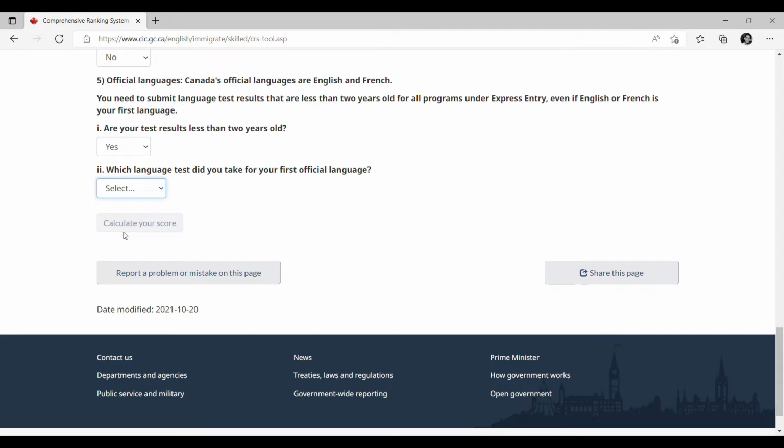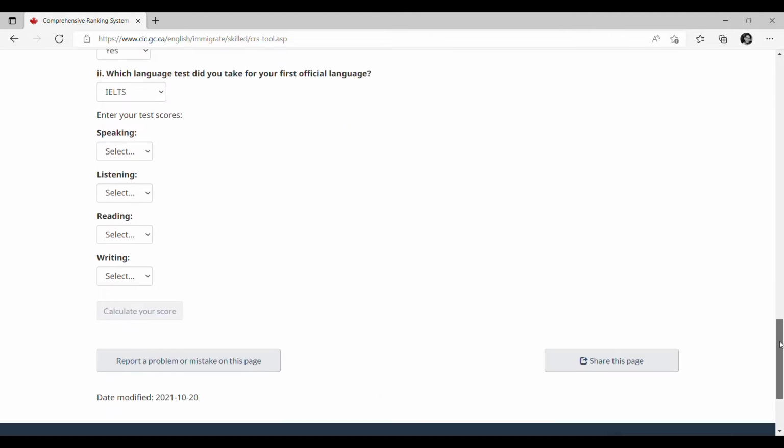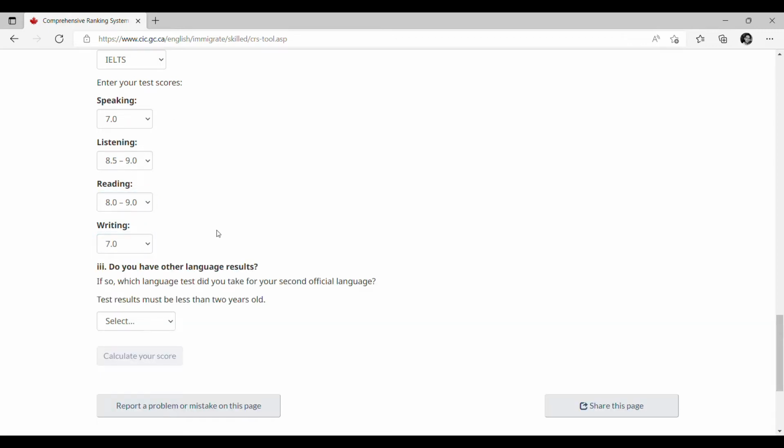For English, I am selecting IELTS as my language test. And then I need to include the scores which I have obtained in all the 4 sections. So I am including 7 in speaking, for listening 8.5 to 9 band, in reading again 8 to 9 band, and in writing 7 band. These scores are just examples. You need to include the scores which you achieve in your IELTS exam.